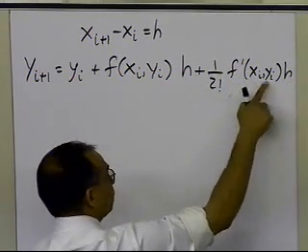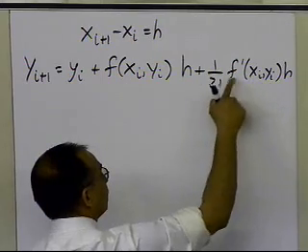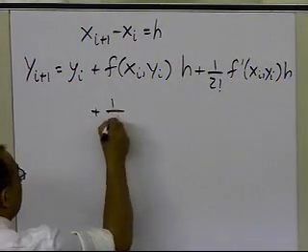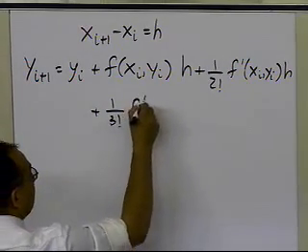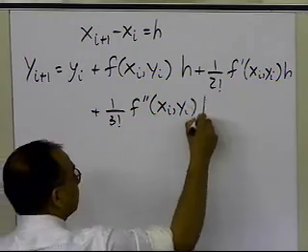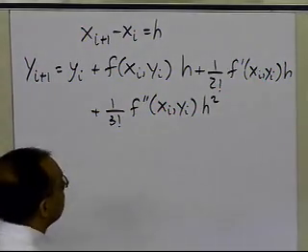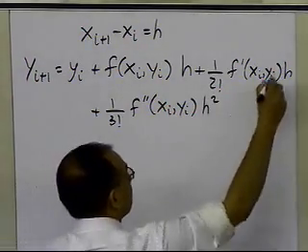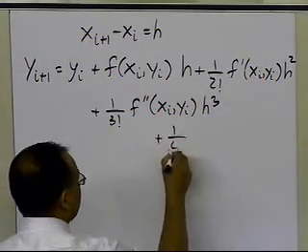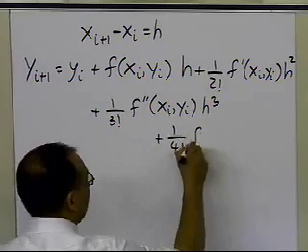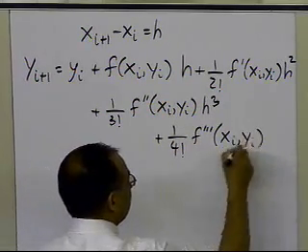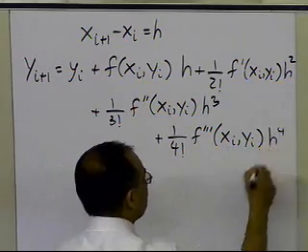Keep in mind that y is a dependent function of x, so when you calculate f prime, you will have to use some kind of chain rule. Then 1 by factorial 3 f double prime at the point where you are times h square. So I'll get h square here, h cube here. And then the last term, the fifth term which we talked about, is f triple prime calculated at x sub i, y sub i, times h to the power 4.